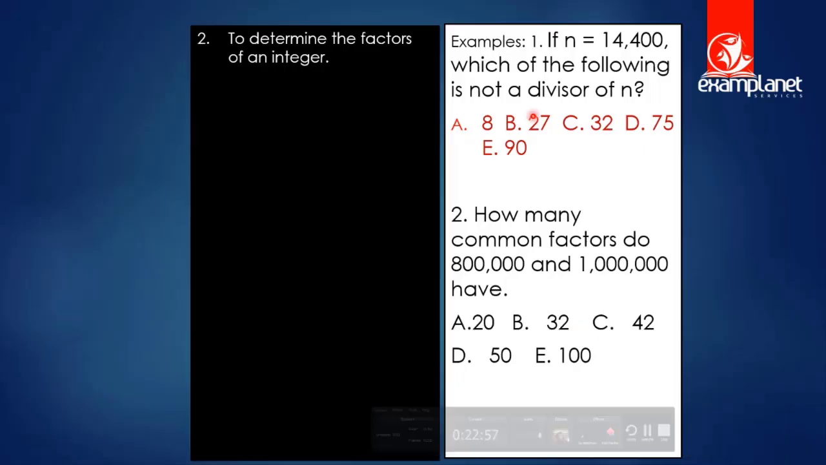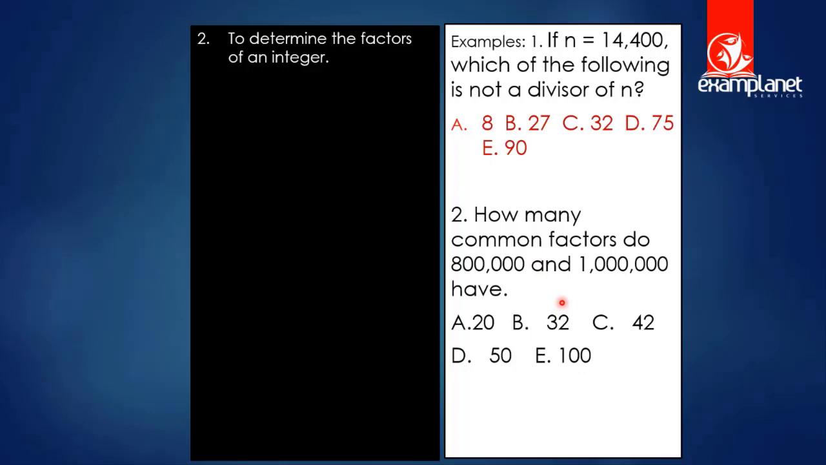Okay, so now example 2. The question says, how many common factors do 800,000 and 1 million have? How many common factors do 800,000 and 1 million have? I can tell you this question is a real GRE exam past question. All right, now how can we find this?